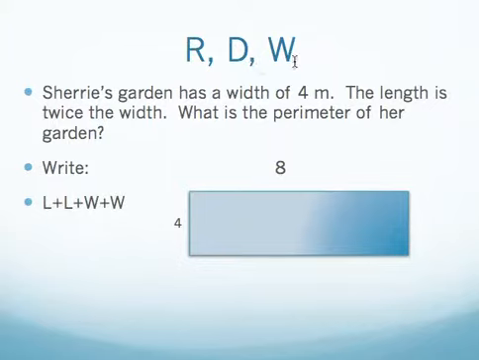So the last step is the write. Now I need to write that equation. The question's asking, what is the perimeter? So I'm going to write length plus width plus width. And I have to think about how to figure that out. Really, it's just 8 plus 4 plus 4. If I add that all up, 8 plus 8 is 16, plus 4 more is 20, plus 4 more is 24. The perimeter is 24.